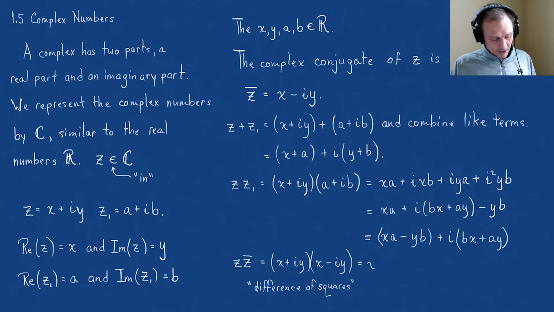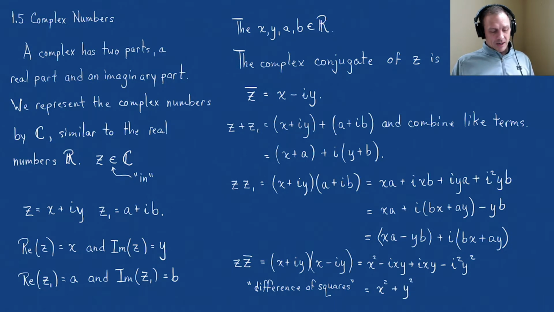So I'm going to have an x squared. Then I get a minus ixy. Then I'm going to pick up a plus ixy. And one more distribution is going to give me a minus i squared y squared. Well, the middle two terms cancel. And what do I have now? I have an x squared. But minus, so i squared is -1, but I have minus a -1. That's a plus y squared.